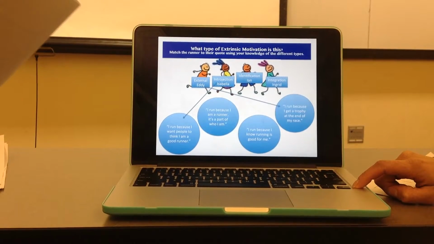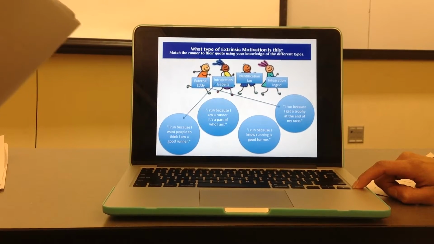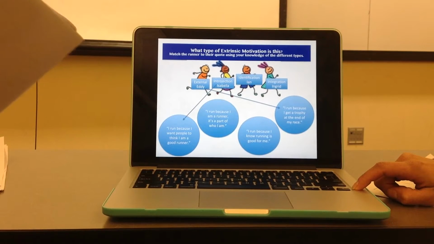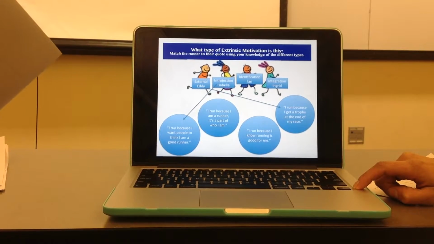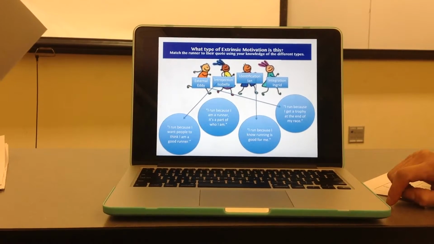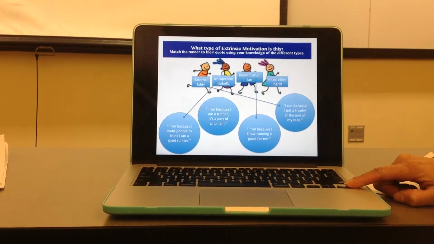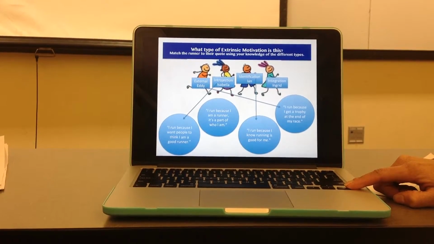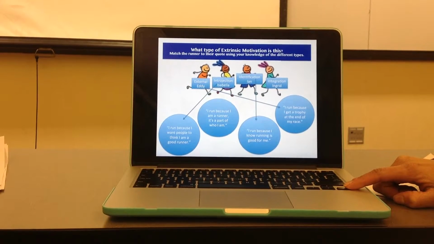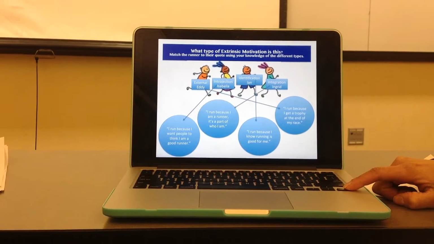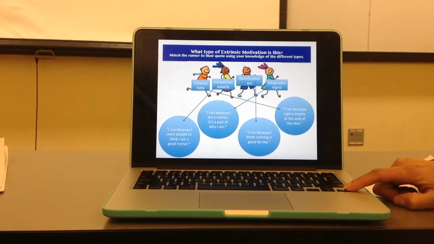Which quote matches identification Ian? I run because I am a runner, it's a part of who I am, or I run because I know running is good for me? The answer is, I run because I know running is good for me. Last but not least, which matches integration Ingrid? The correct answer is, I run because I'm a runner. It's a part of who I am.